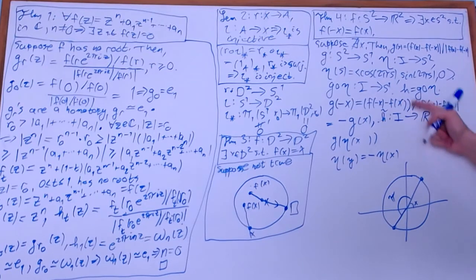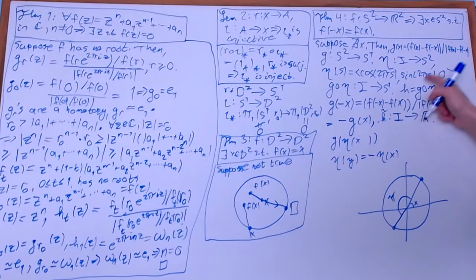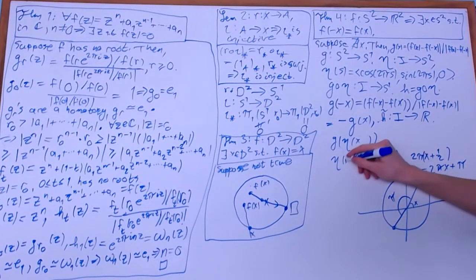Well, remember, eta of s is cosine of 2 pi s and sine of 2 pi s. And so if I wanted to go from 2 pi x to 2 pi x plus pi, well then I have to input x plus 1/2, because that is equal to 2 pi x plus pi. And so right there you have the same input you had before, except you add pi to the parameterization. And so this y right here is actually x plus 1/2.